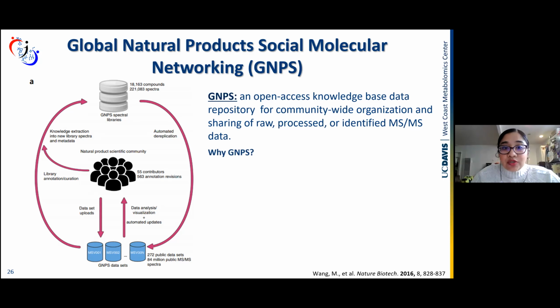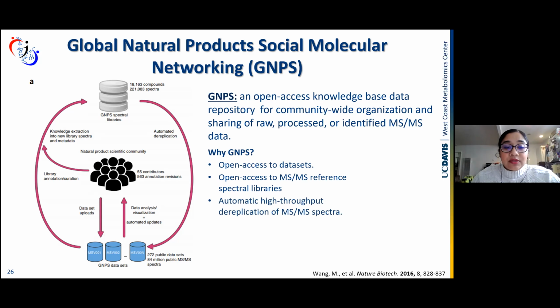So why use GNPS, you might ask yourself. You have open access to data sets. So if you are trying to learn about metabolomics or practice on some data sets, you do have access to those data sets and can download them. You have open access to spectral libraries, like I mentioned. There's high throughput of structural replication.